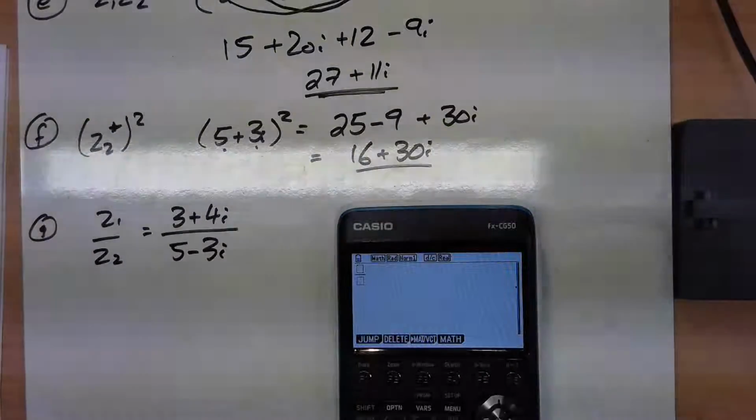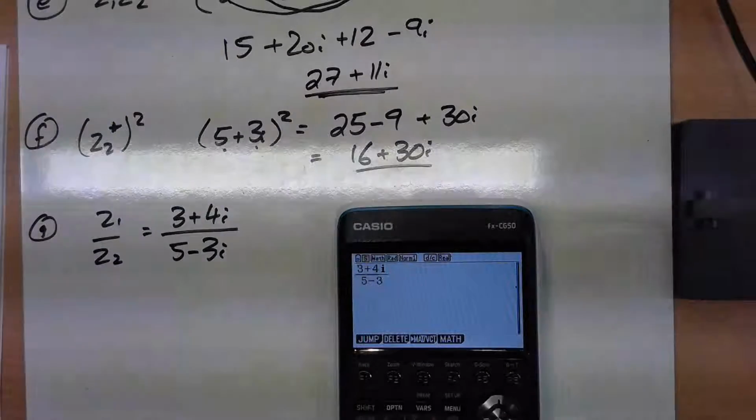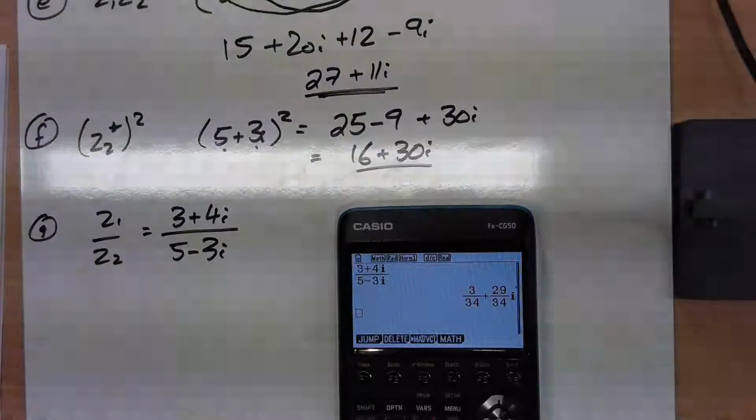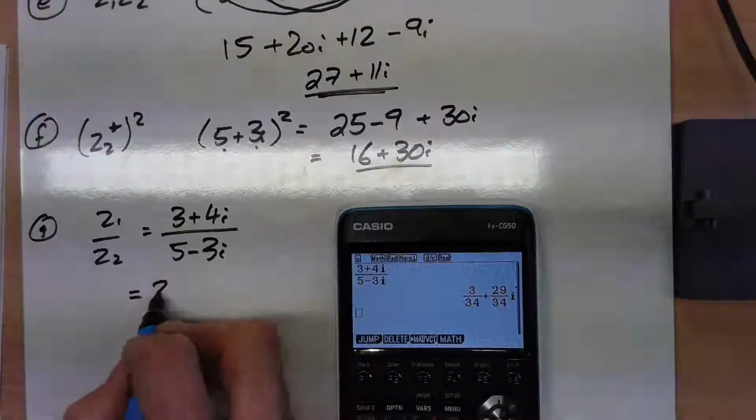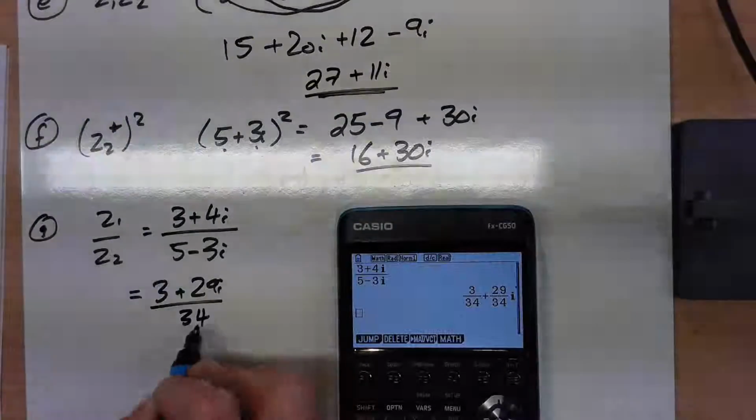So we've got a fraction here. We've got 3 plus 4i, and I've got an i down here. I don't need to go into any menus to do that. Divided by 5 minus 3i. And so the answer here I can see is 3 plus 29i all over 34.